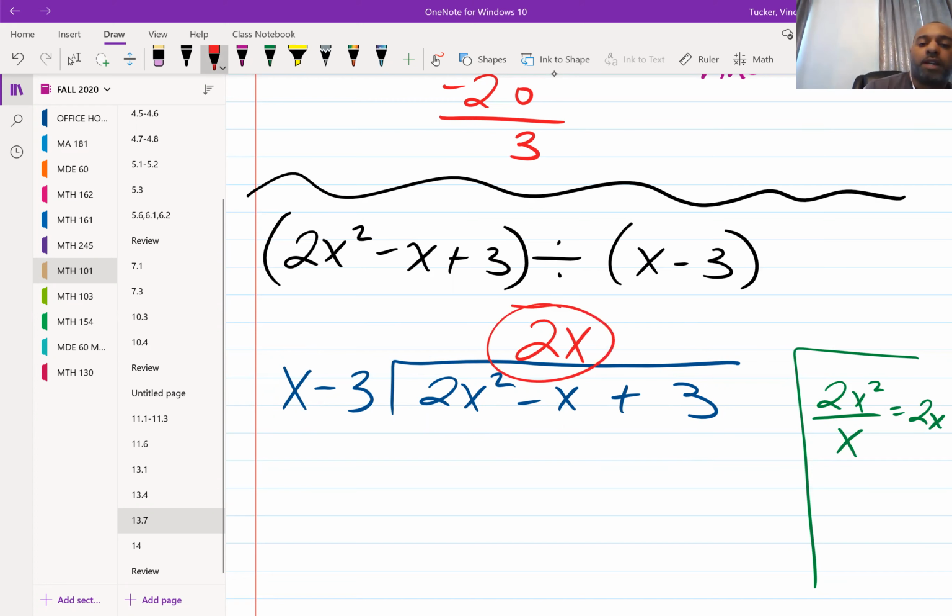Now we're going to take this 2x and multiply it to both terms out here, not just the x. So 2x times x is 2x squared. 2x times negative 3 is negative 6x.